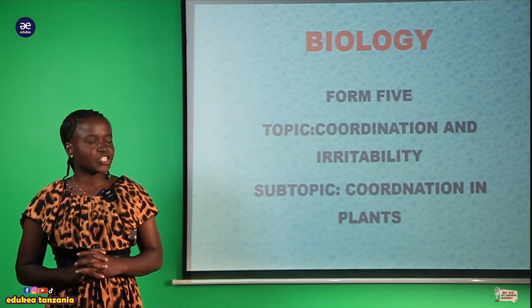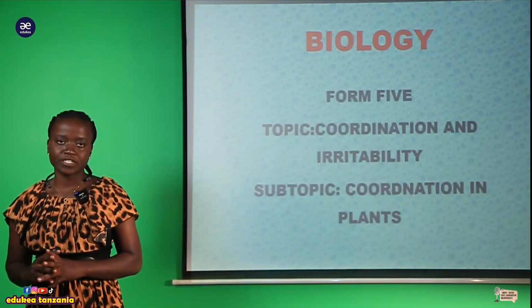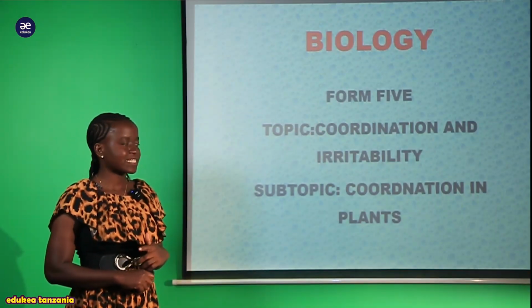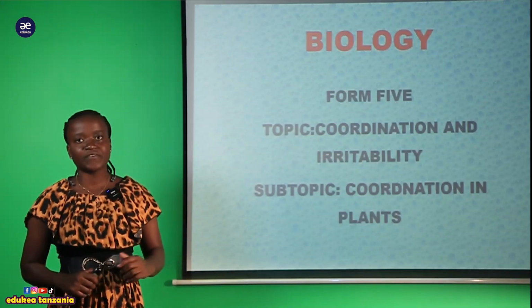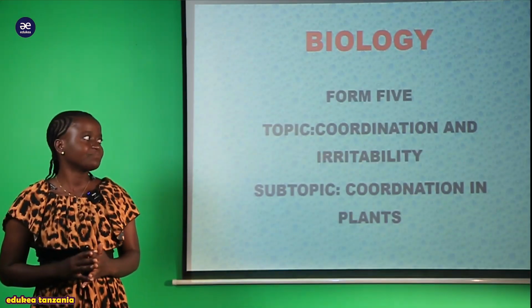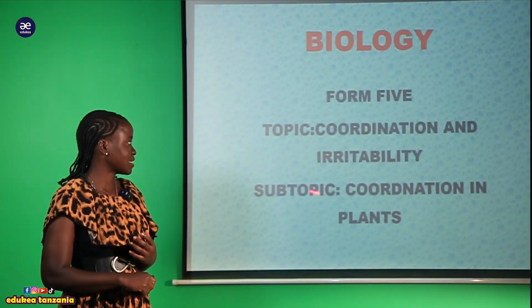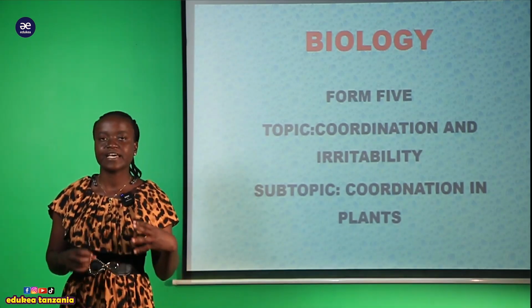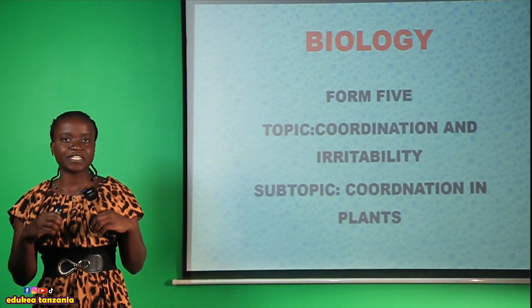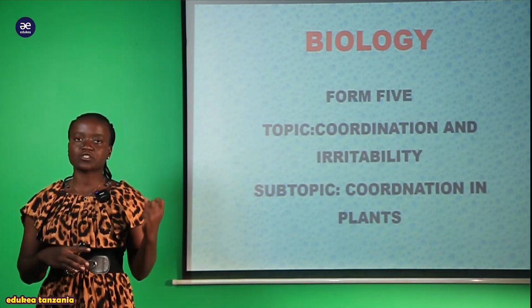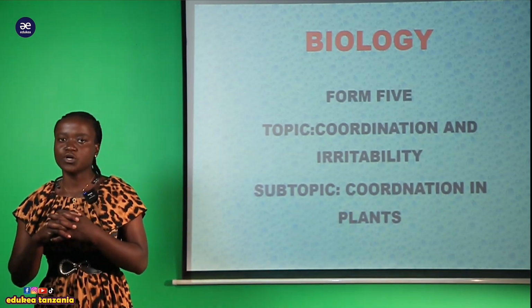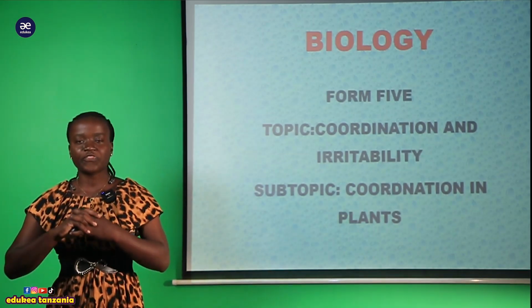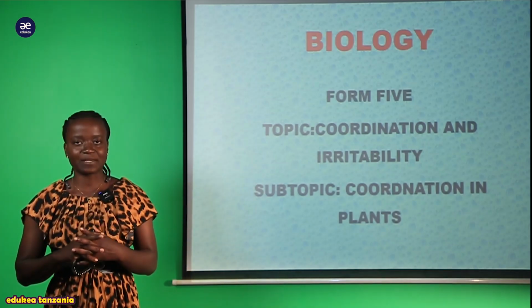I'm teaching biology, and today I will be with you to discuss our topic which is found in class level Form 5. This topic is called coordination and irritability. Specifically, we are going to talk about our subtopic which is coordination in plants. Within coordination in plants, there is another subtopic called phytohormones or plant hormones, or growth regulators within a plant.